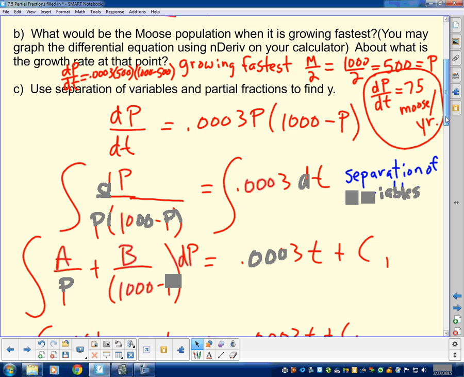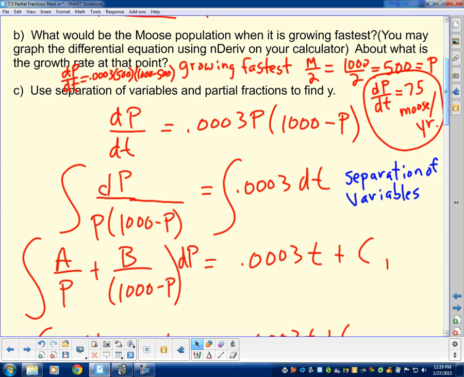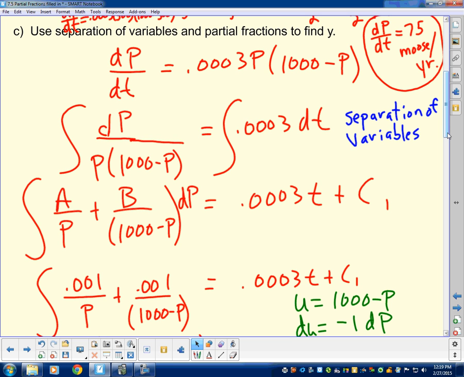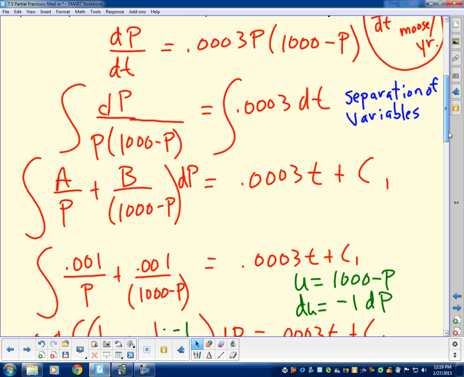We have this integral is going to be a over p plus b over 1,000 minus p dp equals the right-hand side. I can integrate that no problem. It's just a constant, so I'm going to integrate it to get 0.0003t plus, I called it c sub 1. I'm going to change out constants as I go through this. It's probably better to wait to plug in our initial value so we get it in the right form first. So going through that process, we got a and b were both 0.001.